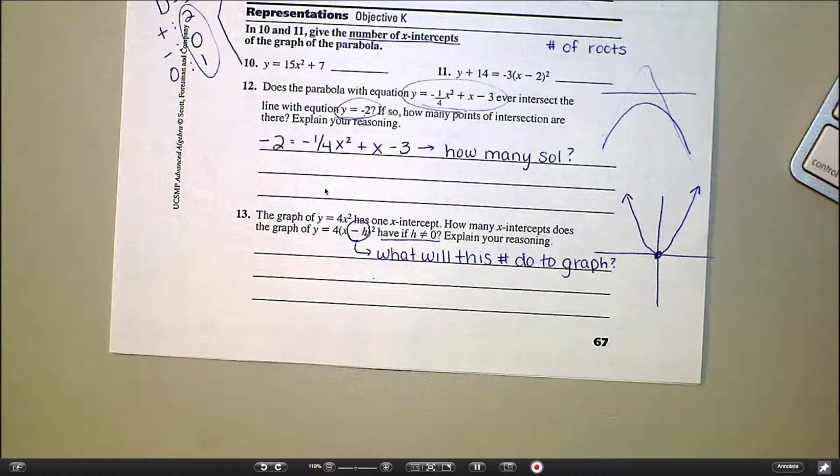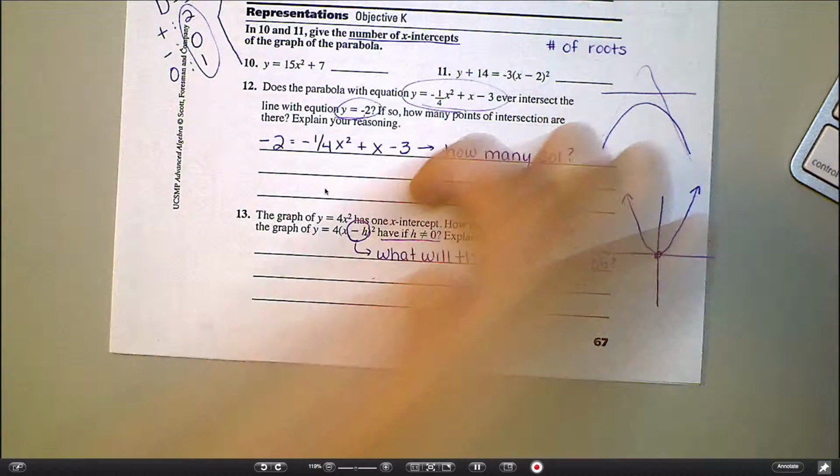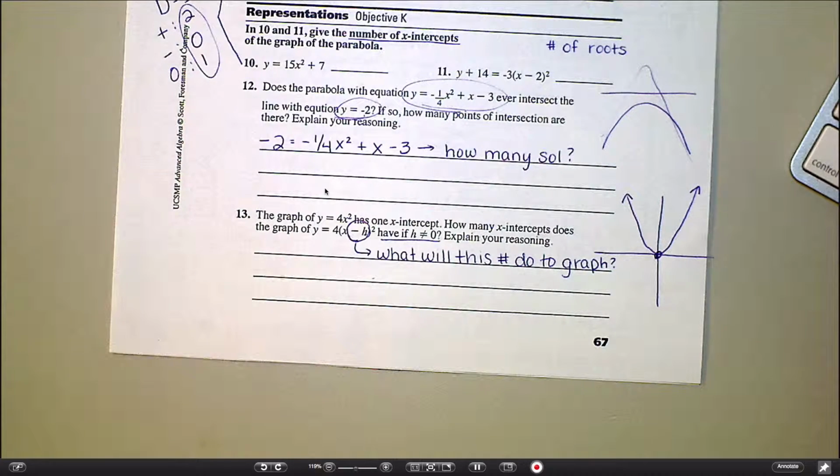Okay, so think about that for 12 and 13, and really both of these questions are easier than you think they are. Okay, all right, so hopefully that was a good enough overview of the things contained in this packet.